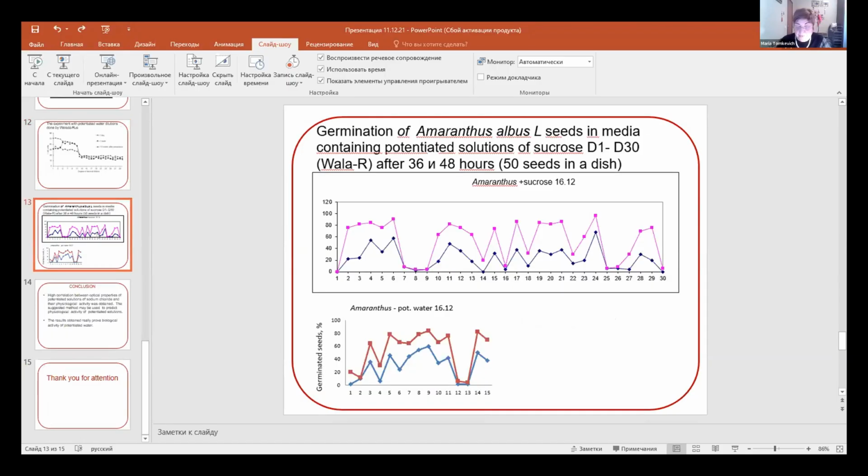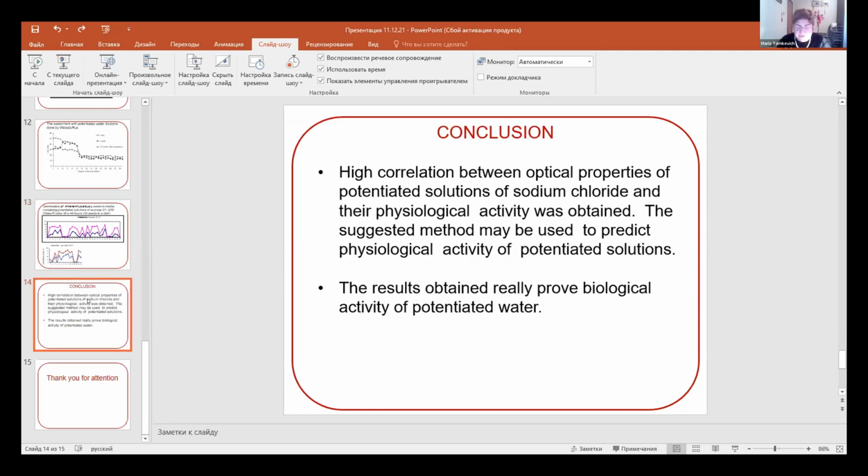Similar patterns regarding what we saw earlier for germination. Germination in cases of potentiated sucrose stops under the influence of dilution D1, D7, D14, D25, D13. Germination also decreases in potentiated water in solution D4 and D12, D13. These results are also statistically significant.